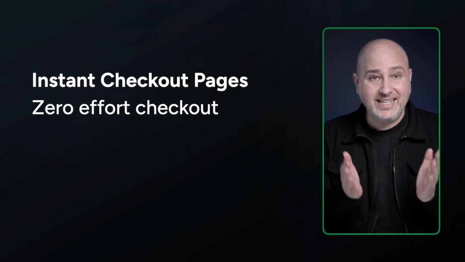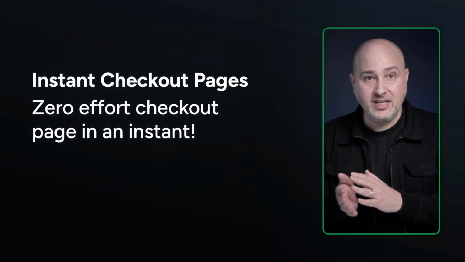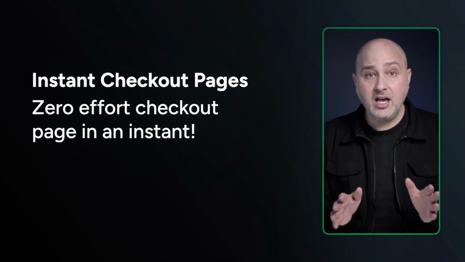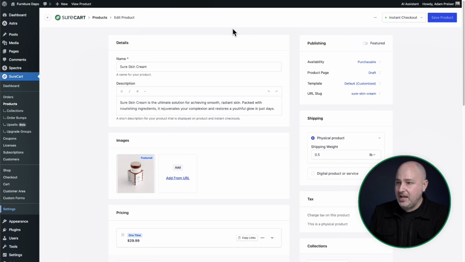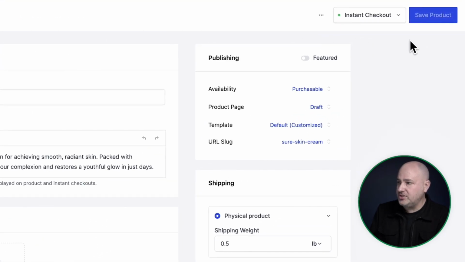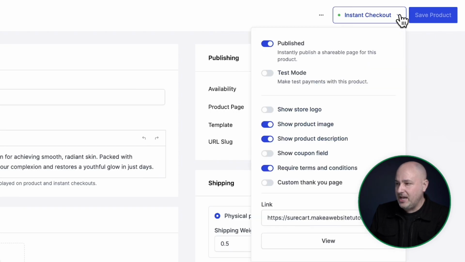And the second way is what we call instant checkout pages. And SureCart users love the ease and convenience of this feature. So any pay product that you create for your store, there are going to be these options here on the top right that says instant checkout. And when you click the drop down, it's going to show you the options you have available to have this instant checkout page. And the beauty is it's going to look beautiful and it takes next to no effort.